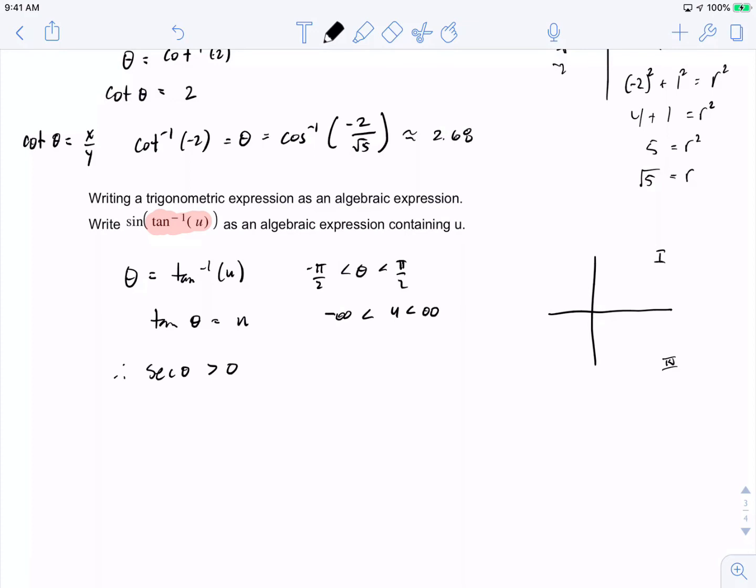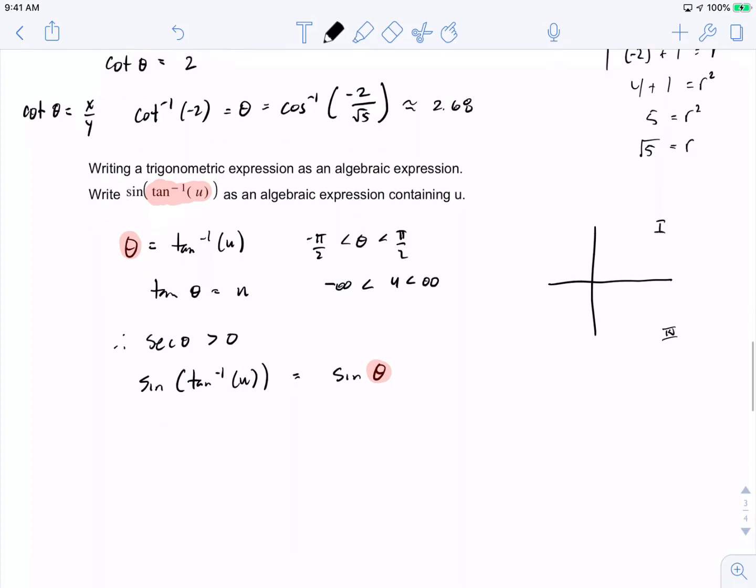Now, using that information, what we're going to do is we're going to go sine of tangent inverse of u is equal to sine of theta. And the reason we're calling it theta here, I wanted to address this, is we're saying theta is tangent inverse of u, just by substitution. So then from there, I'm going to go sine theta times cosine theta over cosine theta, which is the same as multiplying by 1, will give us tangent theta times cosine theta. And the way I got tangent was, I'll use a different color, I went sine over cosine.